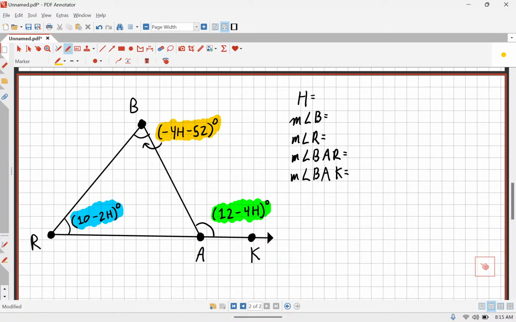Oh, wait a minute. How'd that turn into a plus 4H down here? Look at that. It's a minus here, and then it turned into a plus over there. Just wrote it down wrong. Okay, that's okay. That's all right. There's so much happening on this.